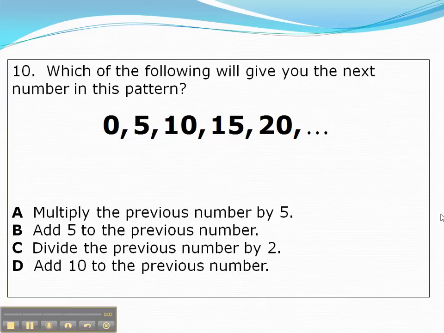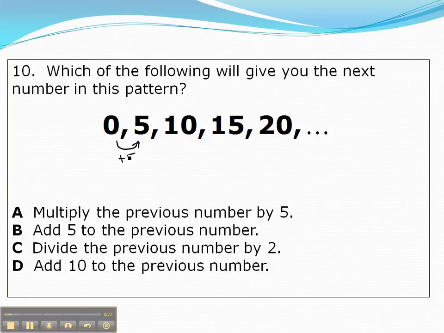Problem 10 asks us which of the following will give you the next number in this pattern. The sequence of numbers is 0, 5, 10, 15, 20. Just by saying it, we can see it: 0, 5, 10, 15, 20, 25, 30, 35, 40. We're looking at multiples of 5, or the sequence is increasing by 5 each time.